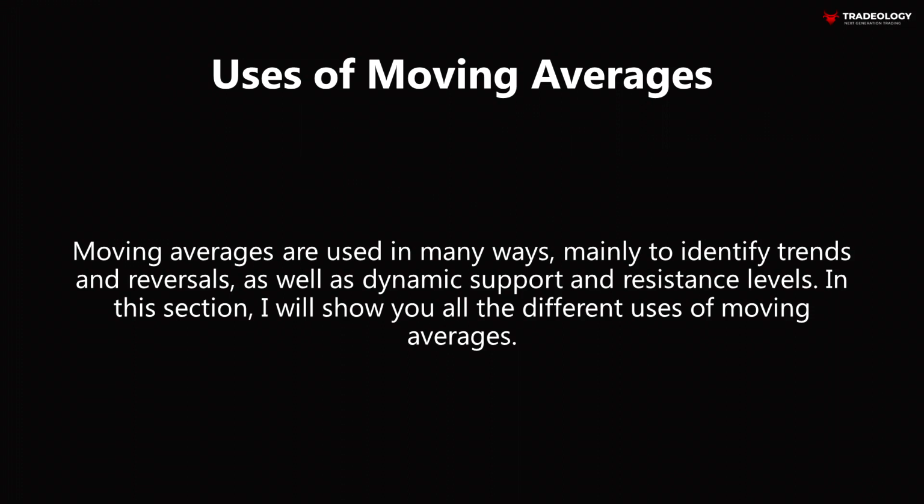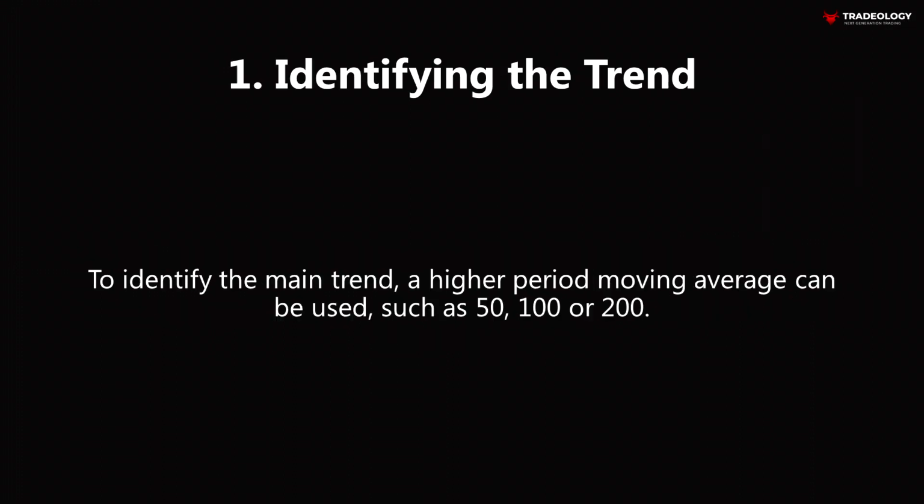Uses of moving averages. Moving averages are used in many ways, mainly to identify trends and reversals, as well as dynamic support and resistance levels. In this section, I'm going to show you all the different uses of moving averages. Firstly, to identify the trend. To identify the main trend, a higher period moving average can be used, such as a 50, 100, or 200.